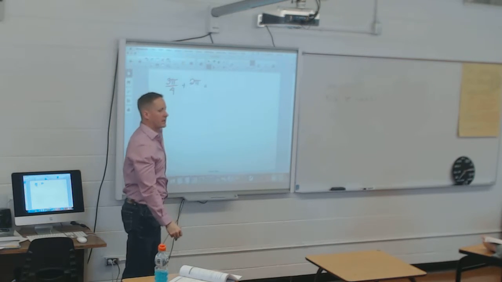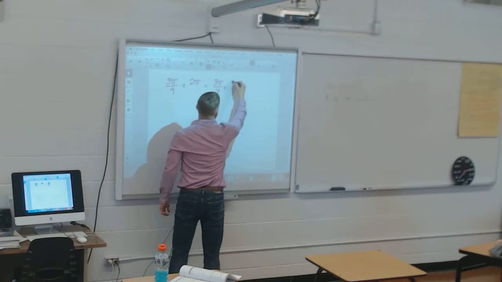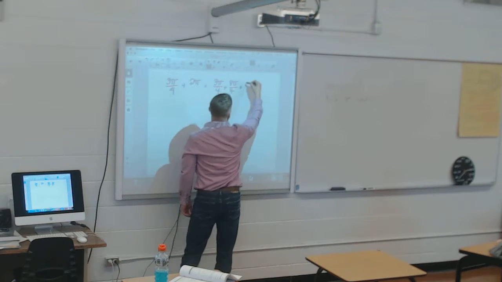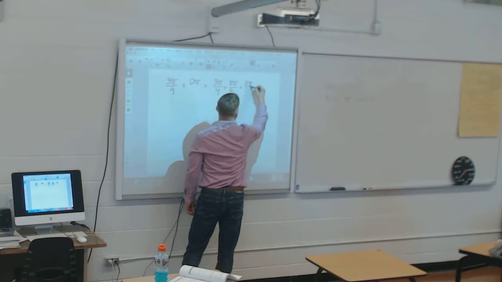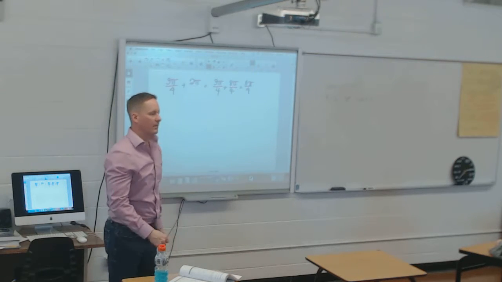So we have fraction work here. 3 pi over 4 plus 8 pi over 4 is 11 pi over 4. That's the next angle that is coterminal to 3 pi over 4.